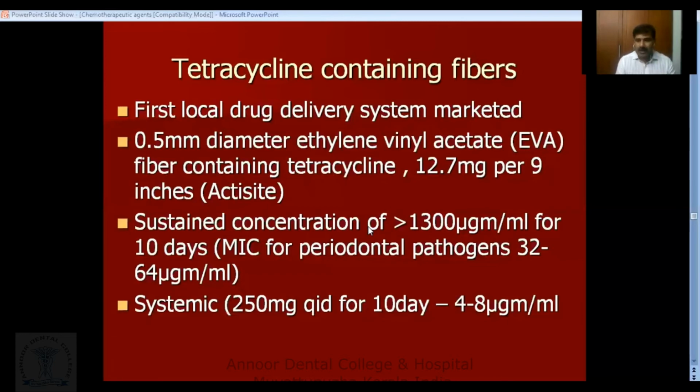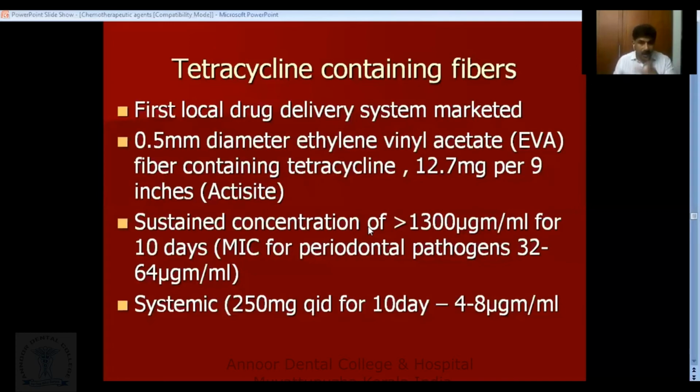And when you look at the MIC, what is MIC? MIC is minimum inhibitory concentration. When you look at the MIC for periodontal pathogens, it is just 32 to 64 microgram. But when you place this active site within the periodontal pocket for a period of 10 days, it is going to give a concentration of more than 1,300. So it is multiple times the concentration that is needed.